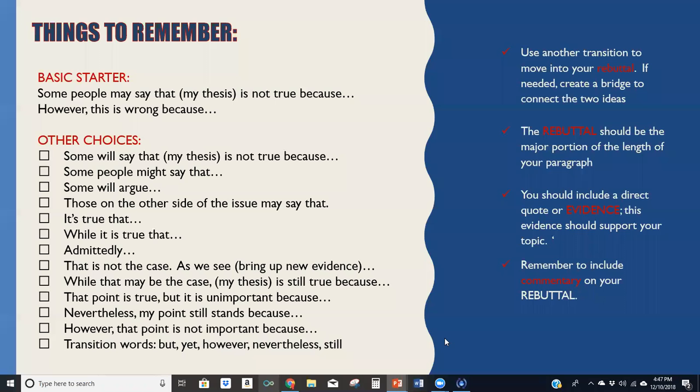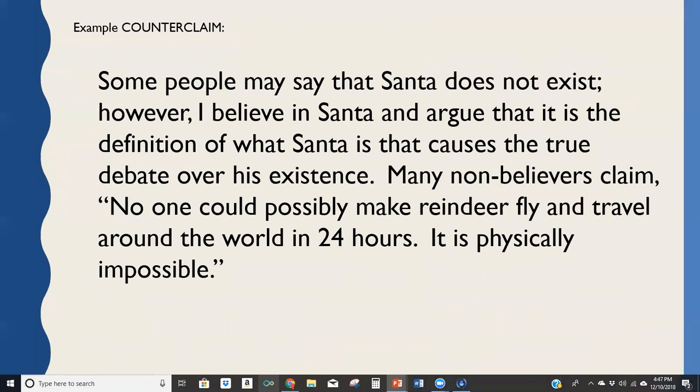I'm actually going to float backwards really quick so that you can see and be reminded of what the counterclaim is. So this would be my topic sentence and my first couple sentences for the counterclaim, which, for Rebecca, a counterclaim is just stating what the other side might think, okay, or say. Some people may say that Santa does not exist. However, I believe in Santa and argue that it is the definition of what Santa is that causes the true debate over his existence. Many non-believers claim no one could possibly make reindeer fly and travel around the world in 24 hours. It is physically impossible. So that's what other people might say.